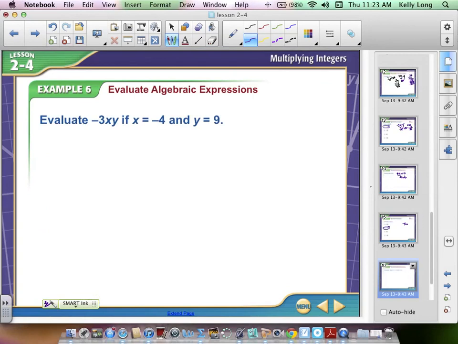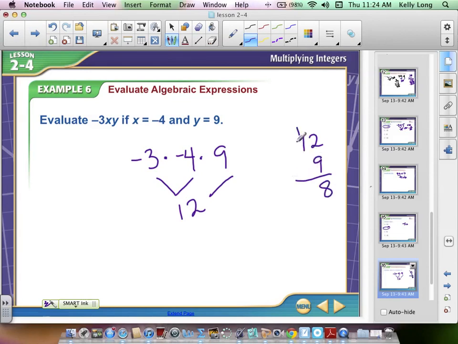All right, evaluating an algebraic expression. Let's just put the numbers in. Negative 3xy, if x is equal to negative 4 and y is equal to 9. That's just negative 3 times negative 4 times 9. Now it's a problem just like we did a while ago. What's negative 3 times negative 4? That's a positive 12. What's 12 times 9? Well, I can come over here and work that. 12 times 9. 2 times 9 is 18. Carry my 1. 9 times 1 is 9, plus 1 is 10. That's going to be a positive, because those are like signs, a positive 108.